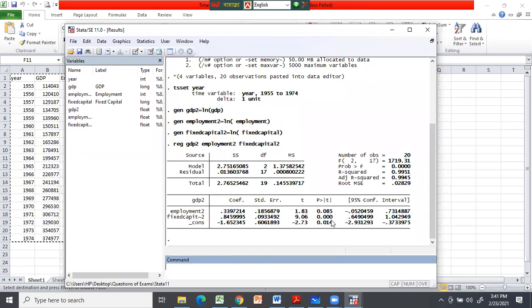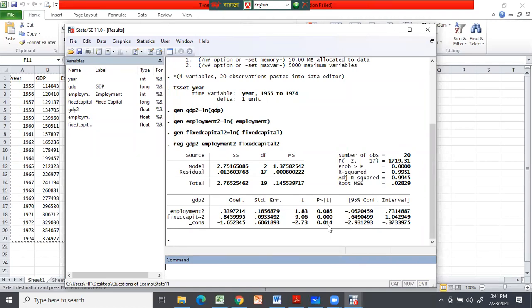So according to the p-value, you can say that employment2, which is the log form of the employment, is found statistically significant at the 10% level, but at the 5% level, it is not statistically significant because the value of p is greater than 5% here. Okay. For the other variable, fixed capital2, it is found statistically significant at the 5% level. The constant is also found significant at the 5% level. So this is the output.